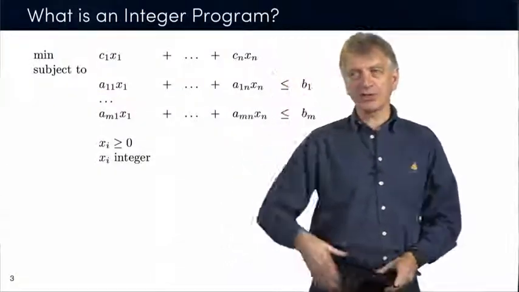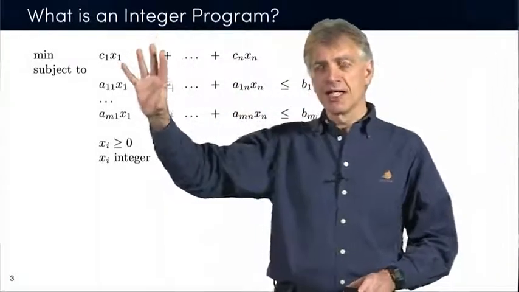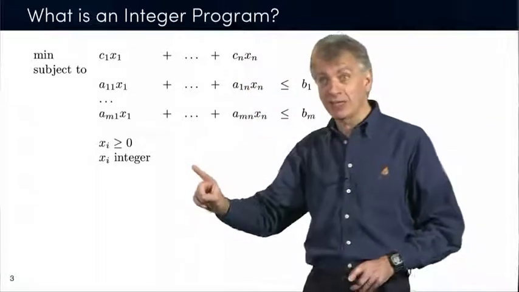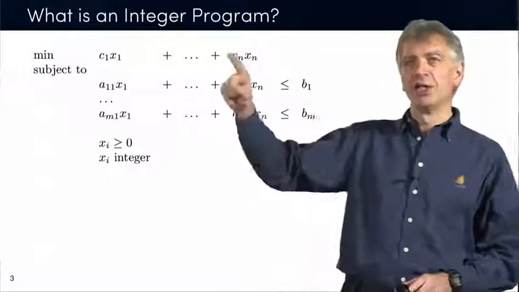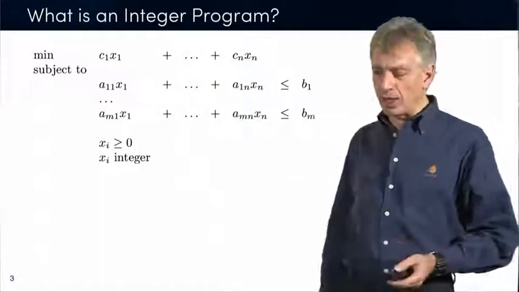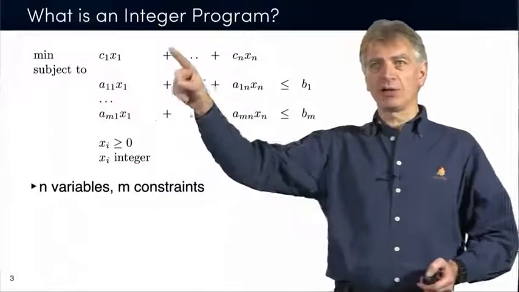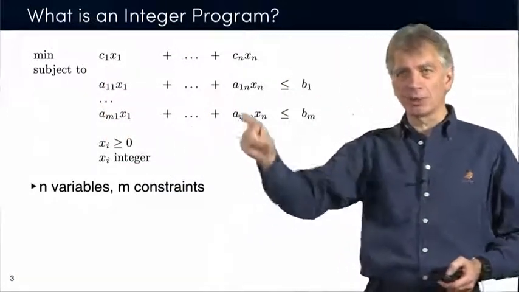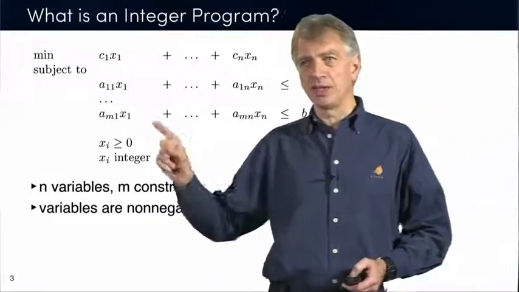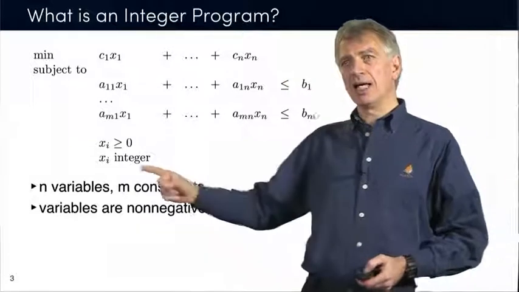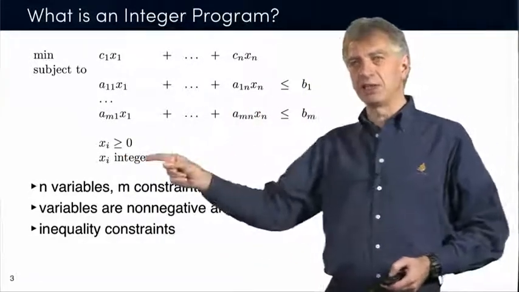Okay, so this is an integer program. What you have to think is that it's like a linear program. The only difference is that the variables have to be integers. We still have an objective function that we are minimizing, and we have n variables and m constraints. You see the n variables, you see the m constraints. All these constraints are inequalities. The variables are constrained to be non-negative, and then we have these additional constraints that they have to be integer values.